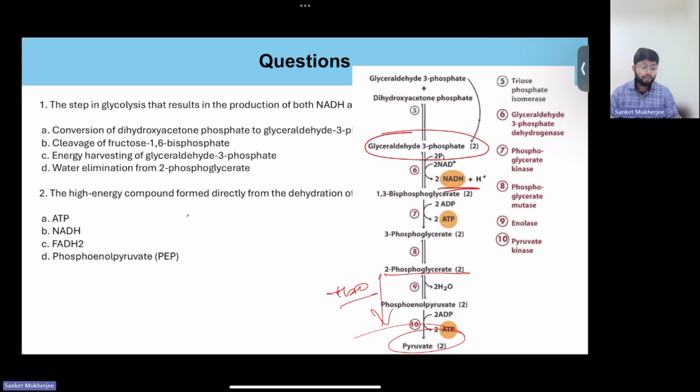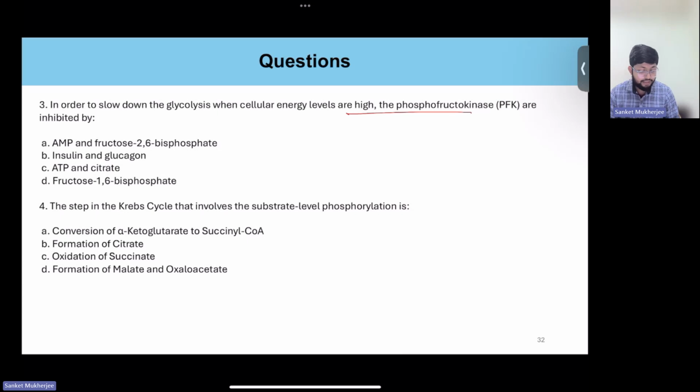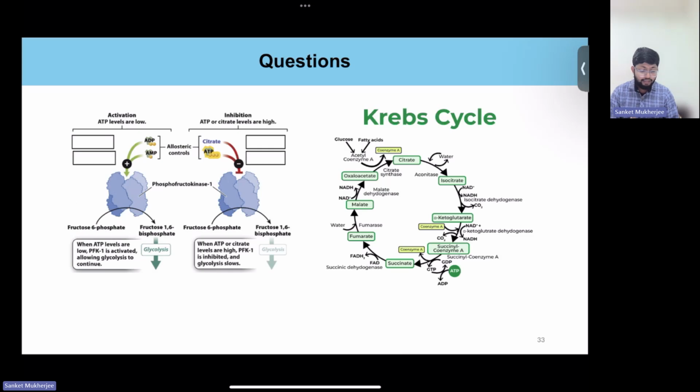So that's the point. In order to slow down glycolysis when cellular energy levels are high, phosphofructokinase is inhibited by AMP and fructose 2,6-bisphosphate, insulin and glucagon, ATP and citrate, or fructose 1,6-bisphosphate. So the answer to this would be ATP and citrate, and we'll see how that works. If you see this figure, phosphofructokinase 1 can be inhibited. These are inhibitors, citrate and ATP, and it can be increased using ADP and AMP.